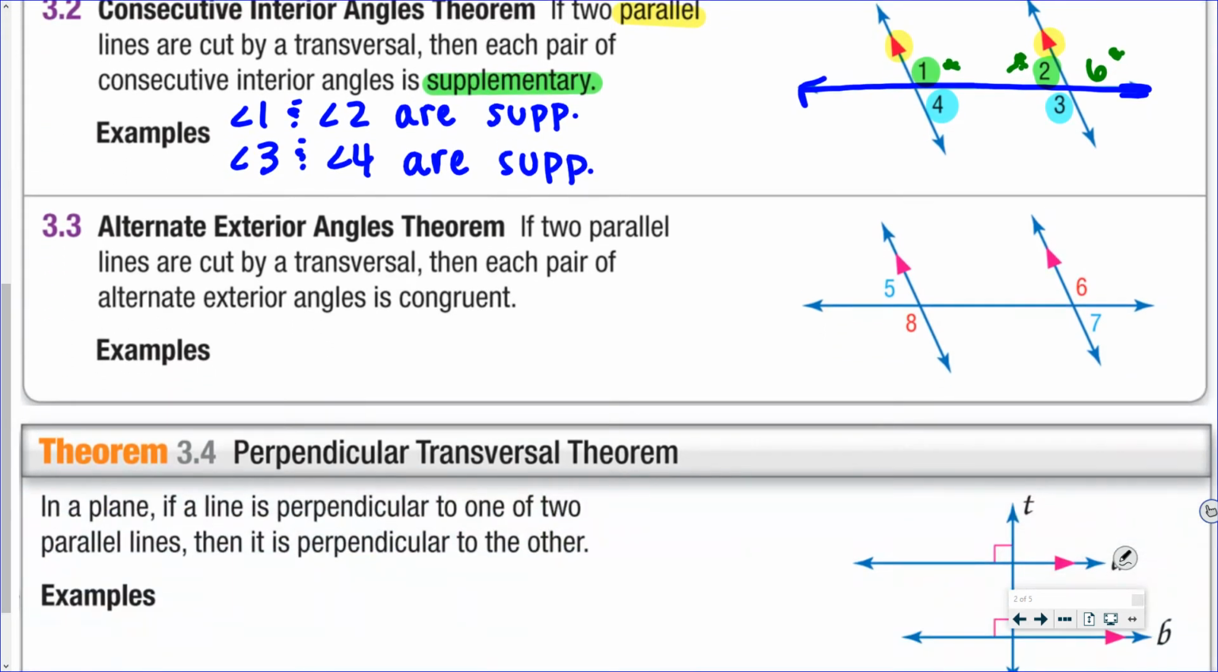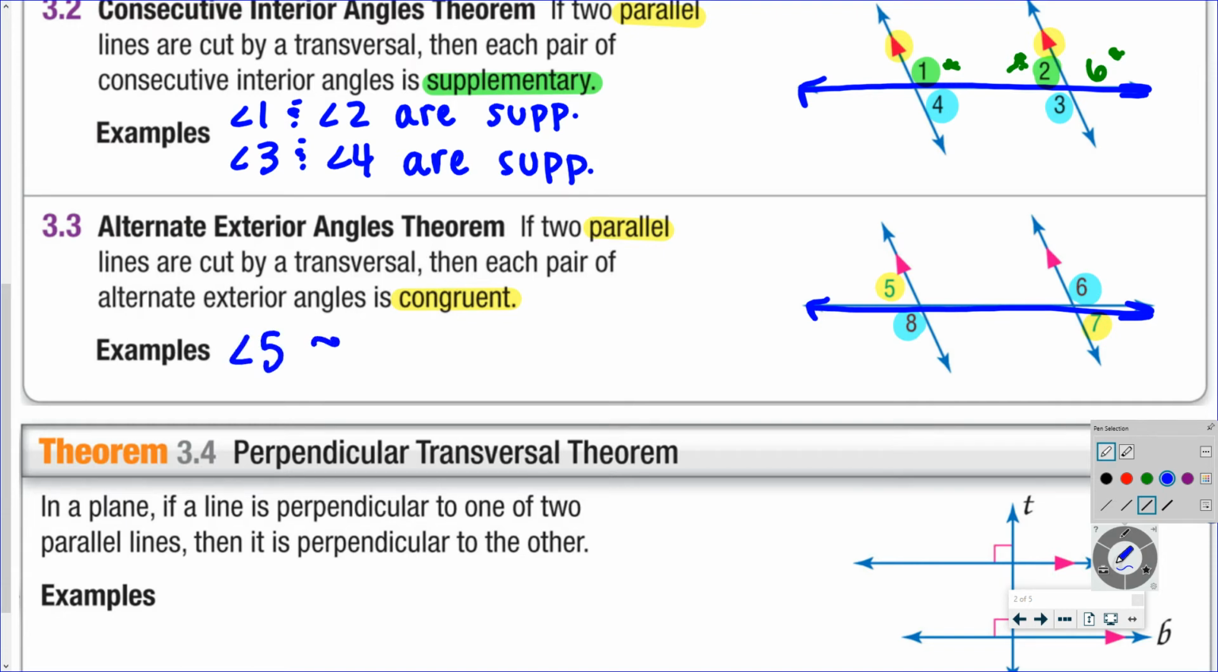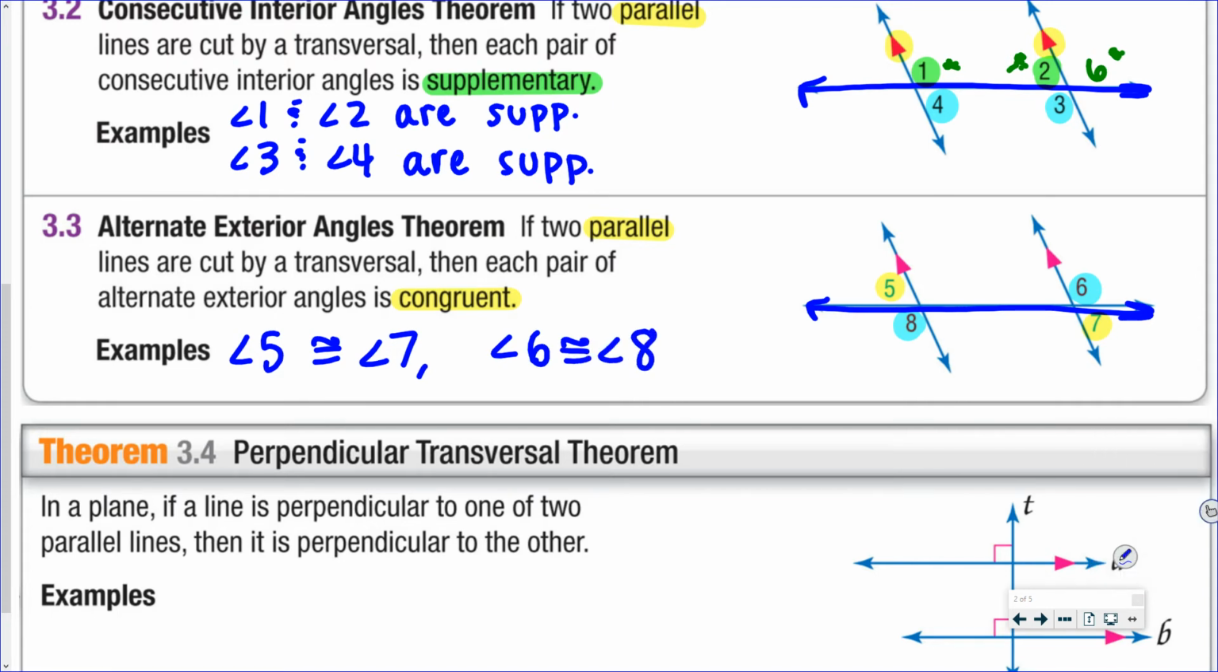Alternate exterior angles. We're almost done. We got 2 more. Then we'll do some examples. Alternate exterior, if the 2 lines are again parallel, cut by a transversal, alternate exterior angles are also congruent. Okay, so this time I labeled the exterior angles for you. Alternate meaning opposite sides of the transversal, like 5 and 7, or like 6 and 8. Those angles are congruent. So if they're exterior angles lying outside the 2 lines and on opposite sides of the transversal, they're congruent.